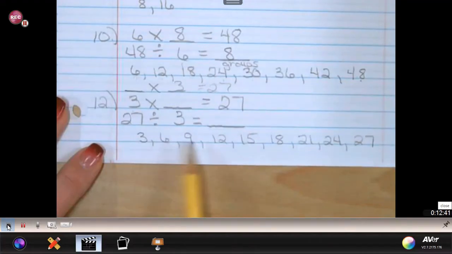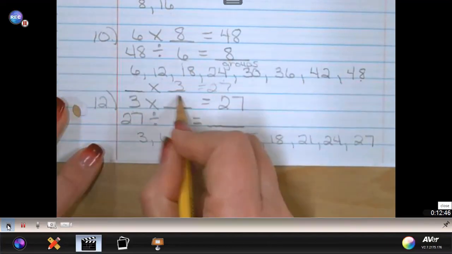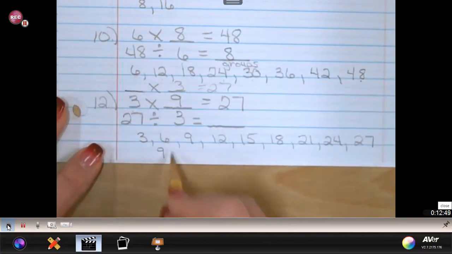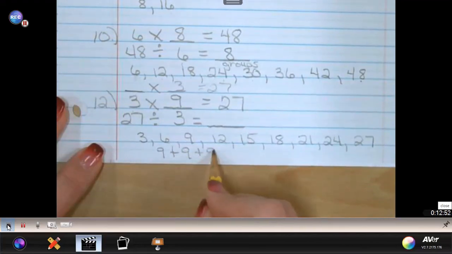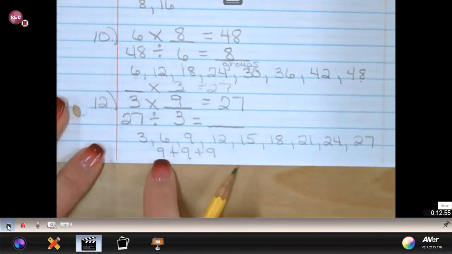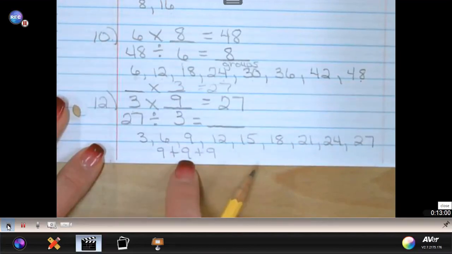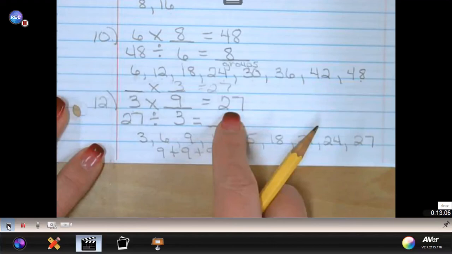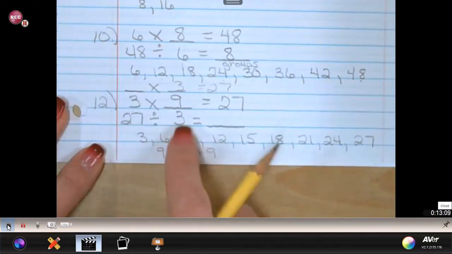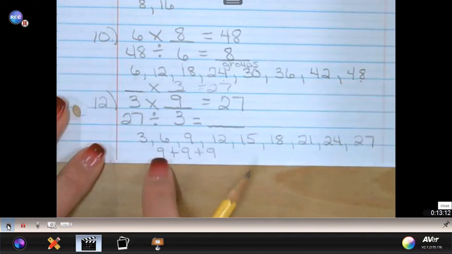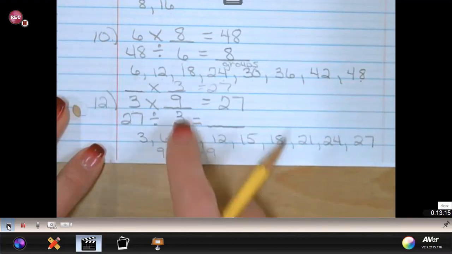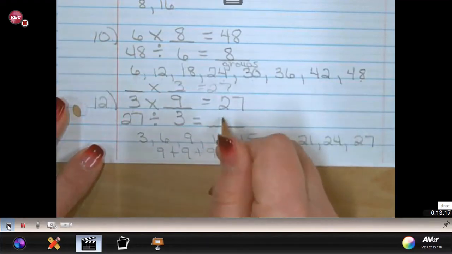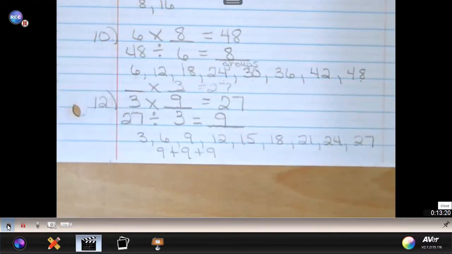So we have 1, 2, 3, 4, 5, 6, 7, 8, 9. So we have 3 groups of 9, which means I could have 9 plus 9 plus 9. And think about it, there's 3 3s in a 9. So 9 plus 9 is 18, and 18 plus 9 more is going to give me my 27, which is the total here. So if I take my 27 and I put it into 3 equal groups, 9 in one group, 9 in another group, 9 in another group. So 9 is going to be our quotient.